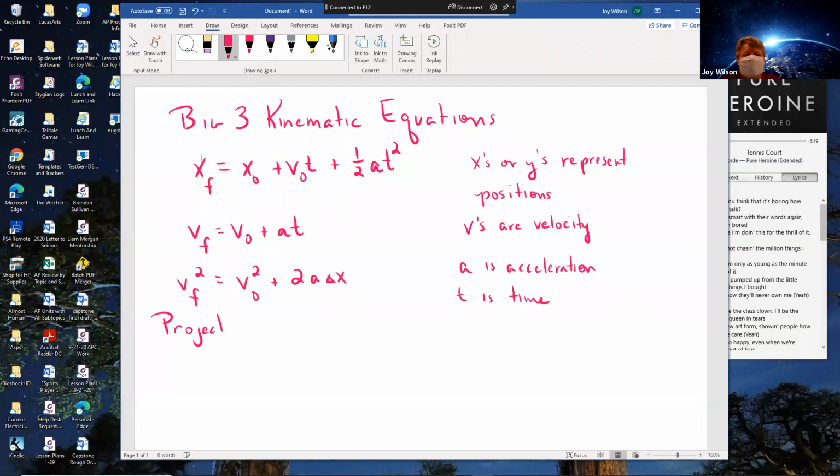So a projectile is an object launched at some angle with the ground. So projectiles, any object that is launched at some angle to the ground. So a football being kicked off in a football game, or a football being kicked up for a field goal or an extra point.